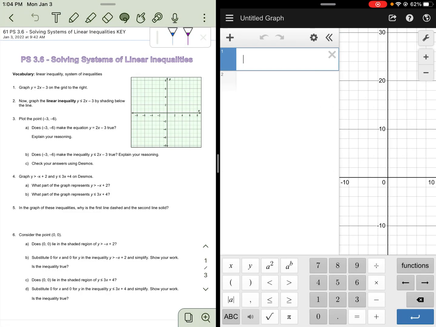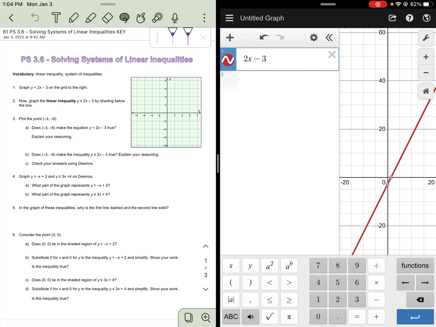Alrighty, I'm here to discuss problem set 3.6 with you guys. I'm going to do a lot of this on Desmos, so we're going to graph y equals 2x minus 3. Looking at number 1 here, so here's what 2x minus 3 looks like.